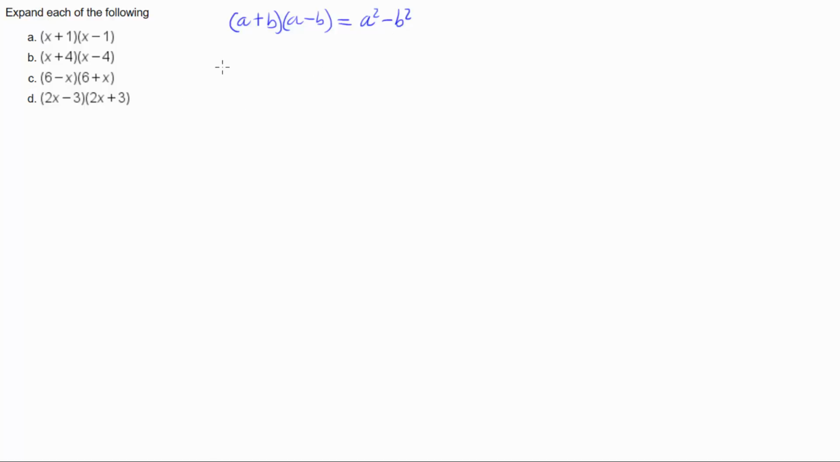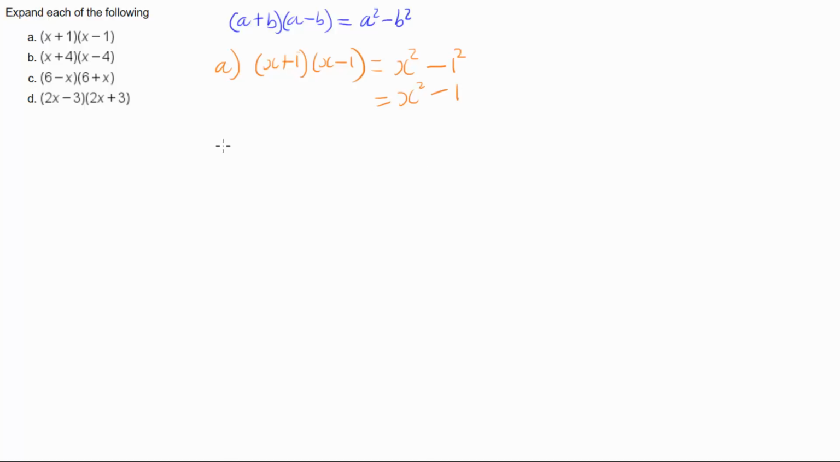So if we have a look at part A, where we have (x + 1) times (x - 1). If we apply our difference of two squares rule to this, we take our first term and square it, so x squared, and then we take our second term, which is 1, just the number, and we subtract it off and square it. So we have x squared minus 1.